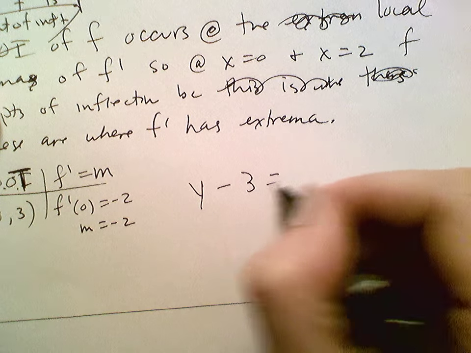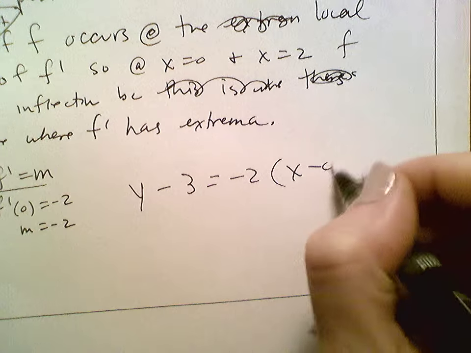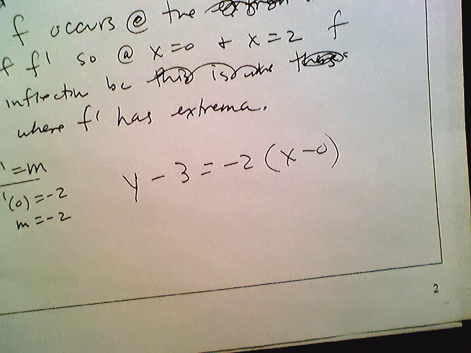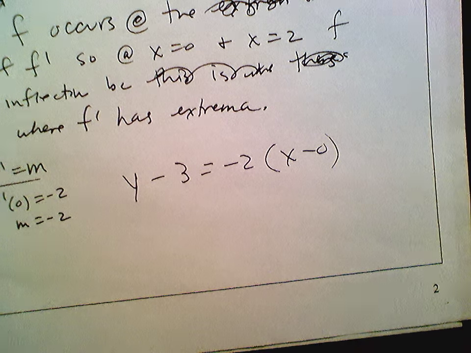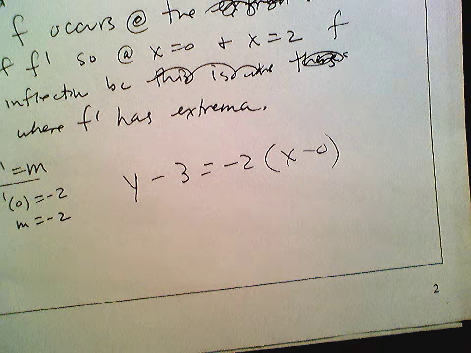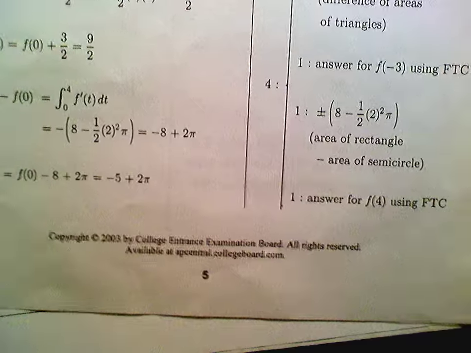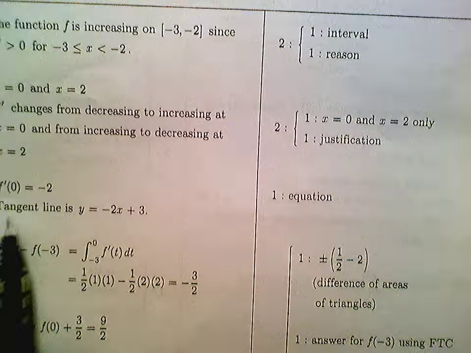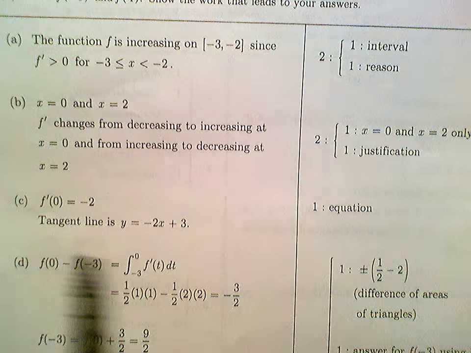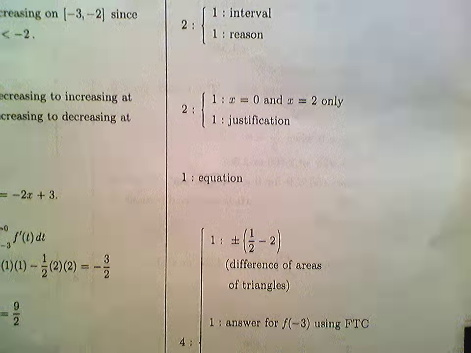y minus 3 equals m times x minus 0, and you can stop there. Here, they solve for y, but you just get 1 point for that one.